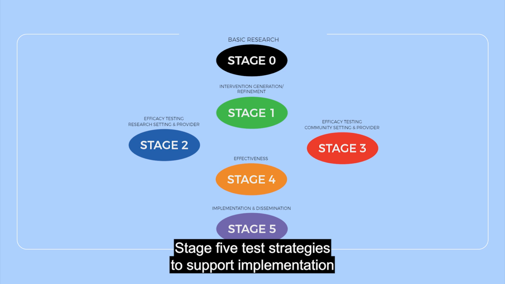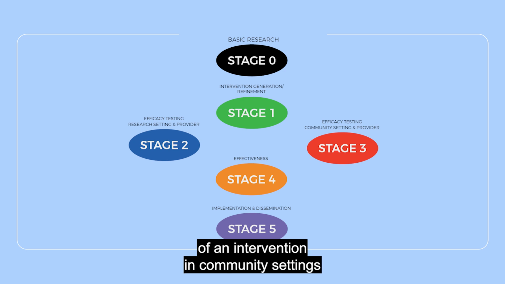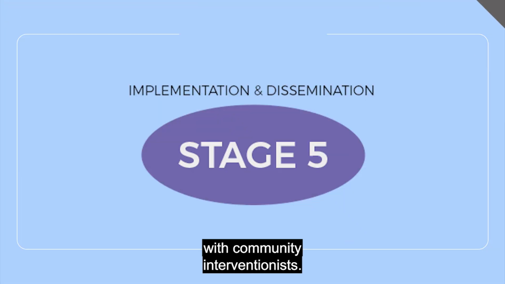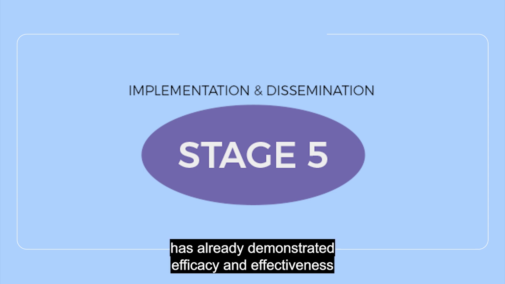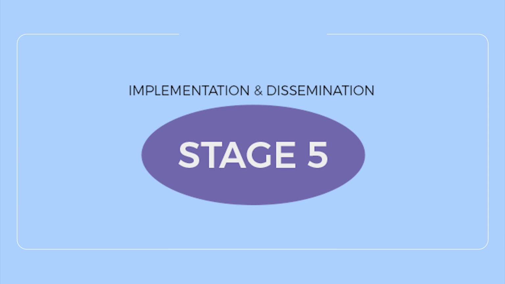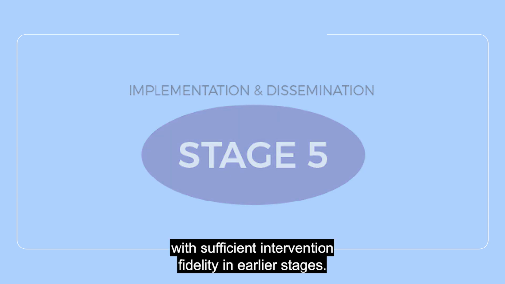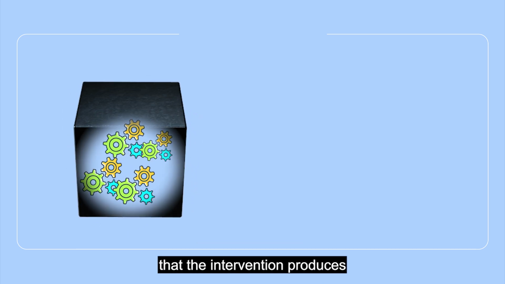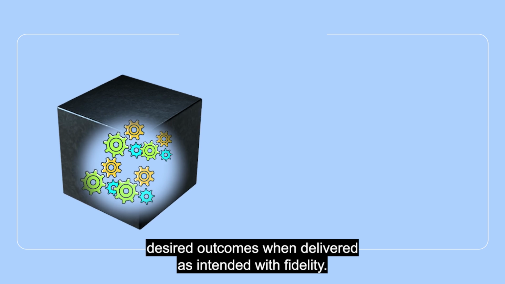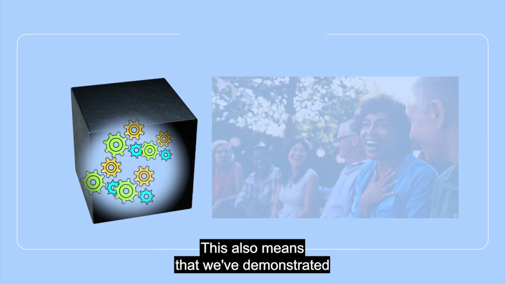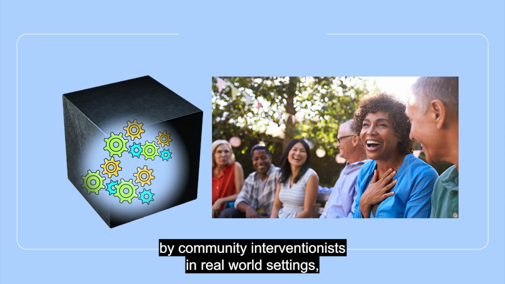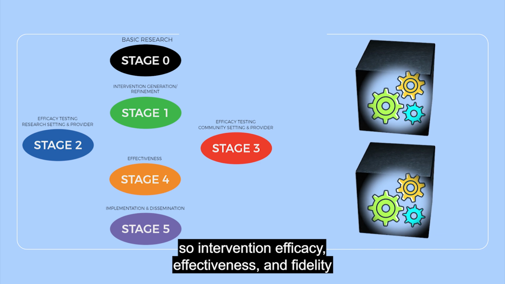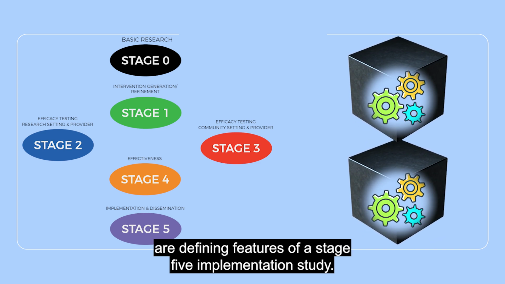Stage 5 tests strategies to support implementation of an intervention in community settings with community interventionists. In the NIH Stage Model, the expectation for Stage 5 is that an intervention has already demonstrated efficacy and effectiveness with sufficient intervention fidelity in earlier stages. This means that we have confidence that the intervention produces desired outcomes when delivered as intended with fidelity. This also means that we've demonstrated that the intervention can be delivered with sufficient fidelity by community interventionists in real-world settings. So, intervention efficacy, effectiveness, and fidelity are defining features of a Stage 5 implementation study.